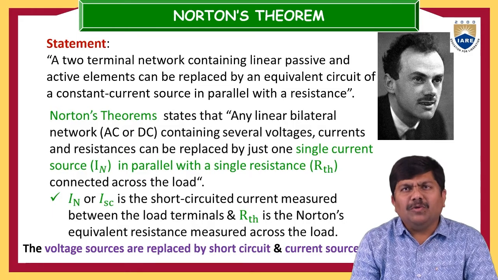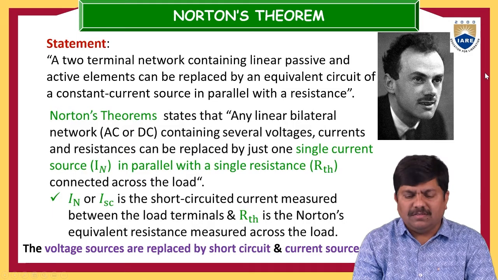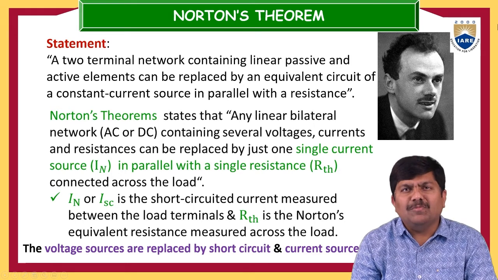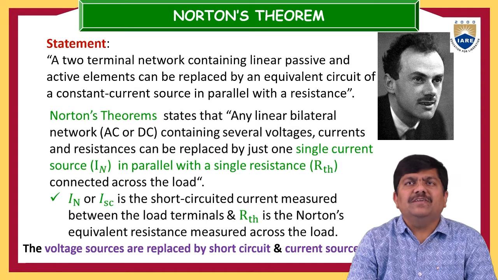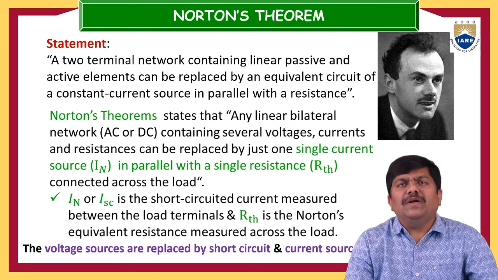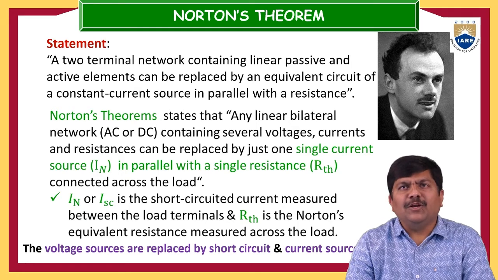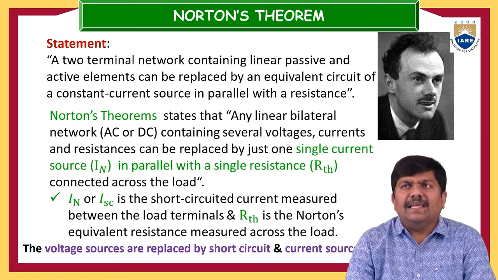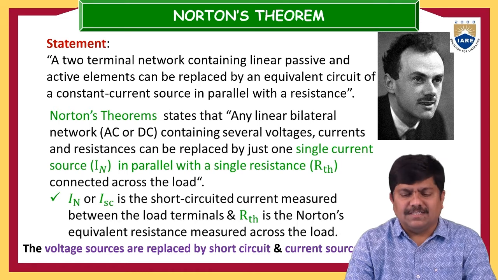So, coming to the statement of Norton's Theorem, this was proposed by a famous scientist, Norton. On his name only, this theorem came into picture. The statement of Norton's Theorem is: a two-terminal network containing linear, passive and active elements can be replaced by an equivalent circuit of a constant current source in parallel with a resistance.